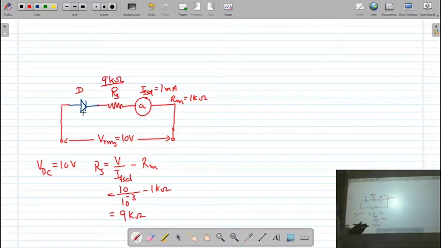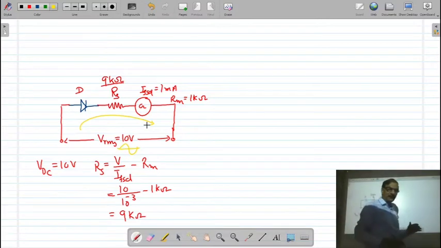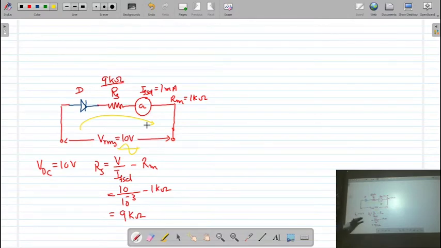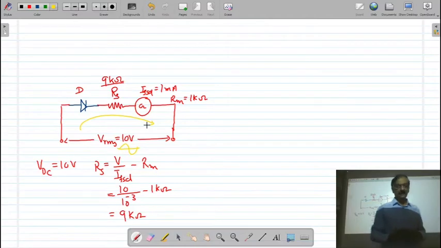Now already you know the function of this: when my AC voltage is in the positive cycle, the diode will be forward biased, there will be a flow of current, and you will get a deflection. When it is in reverse bias, the diode will work as an open circuit, and there will not be a flow of current. Correct? So in this case, what will be the indication in the voltmeter? Means what will be the voltmeter reading?